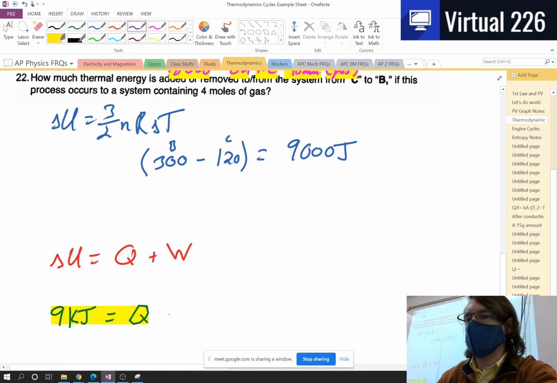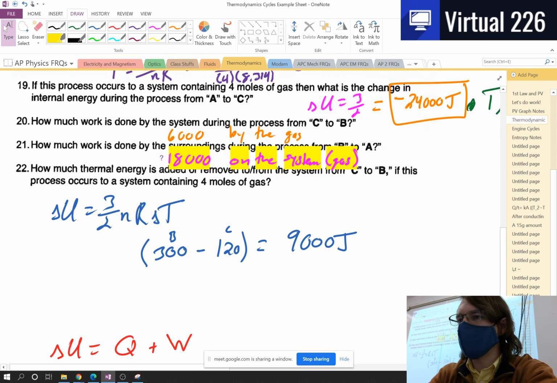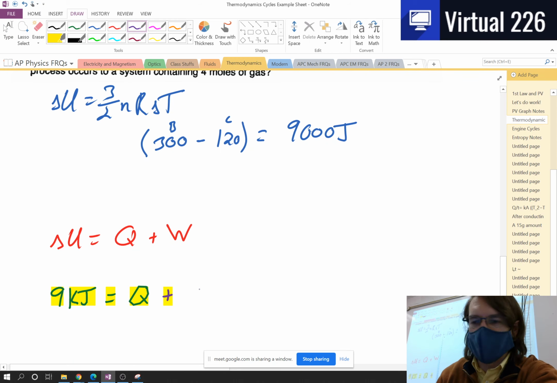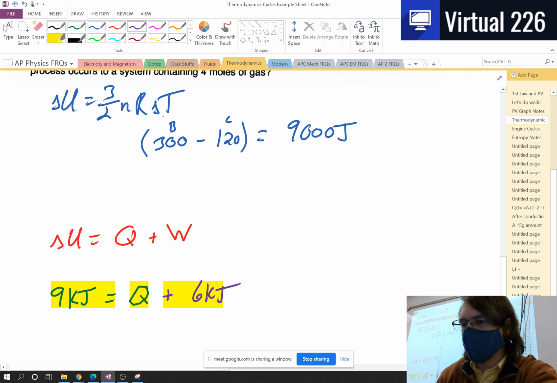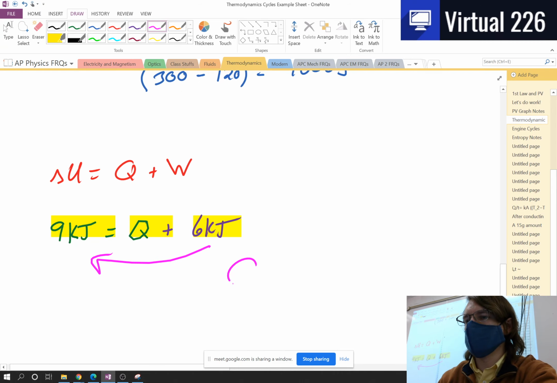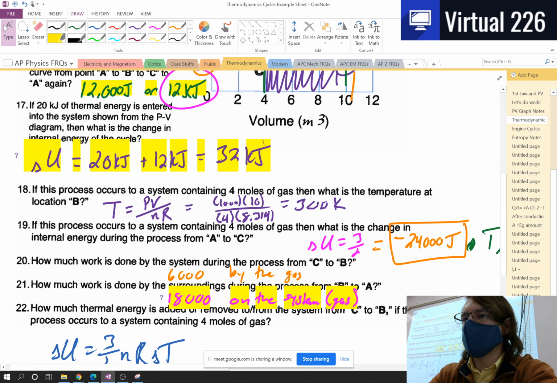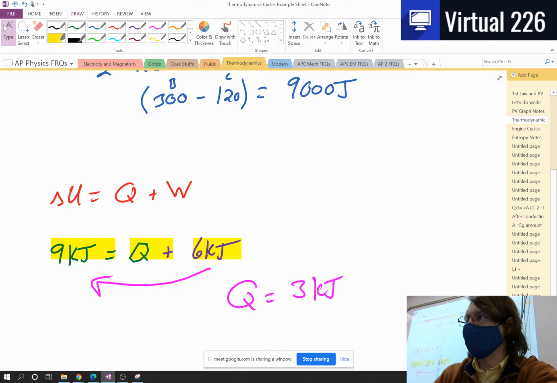So that should be, what did I have? That should be, where's C to B? That's 6. I'm looking at my numbers here. There's so many numbers on this page. Q equals 3. Although wasn't the 6 negative? Yeah, it's done by the system. Whoa! That 6 is negative.